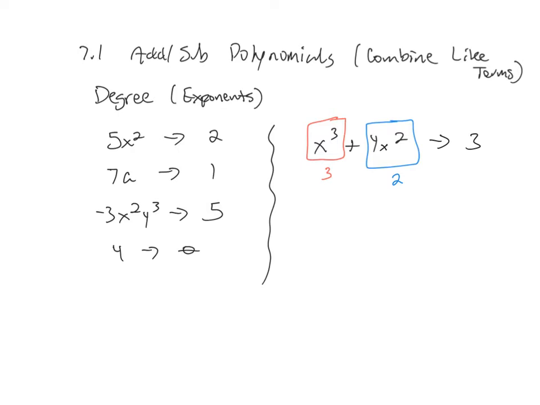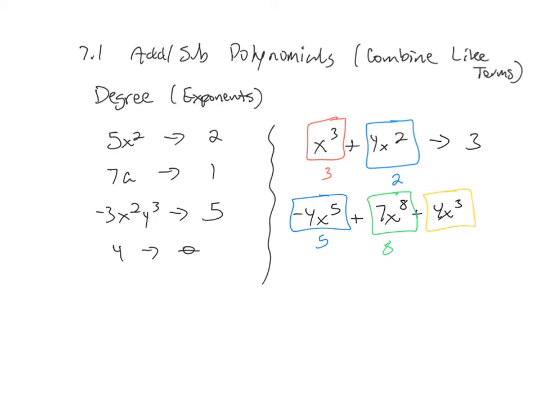Okay, so again, it doesn't matter what numbers are in the front. We just look at the exponents. So that one, the degree is 5. That one, the degree is 8. That one, the degree is 3. Biggest one wins, the degree is 8.